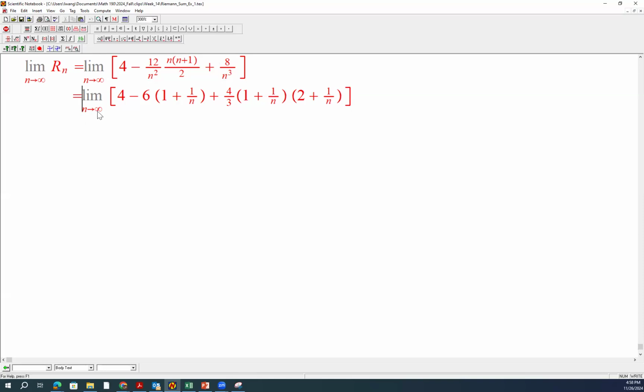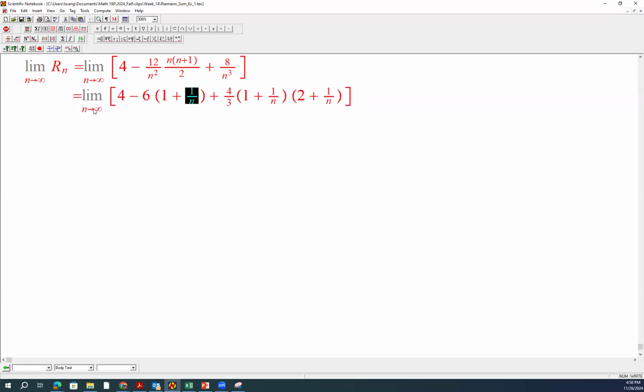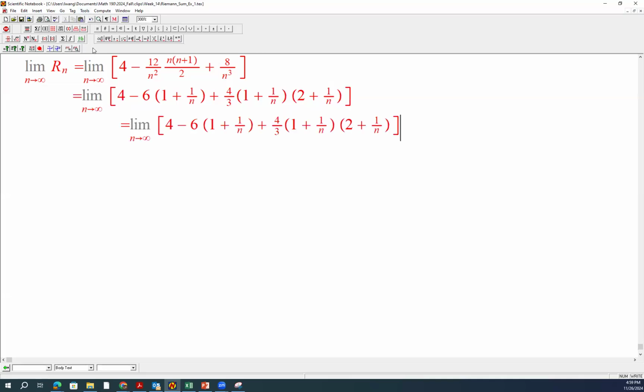Okay, so as n approaches infinity, 4 is a constant. It has a limit 4. As n approaches infinity, 1 over n approaches 0. So our next step is taking the limit. Limit is still used here. So by taking the limit, this limit is 0, this limit is 0, this limit is 0, right? So the rest is just arithmetic. What do we get?